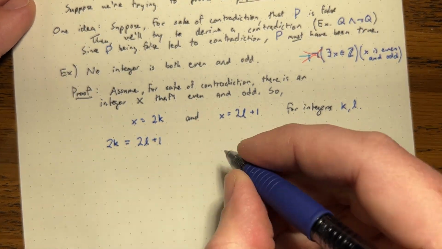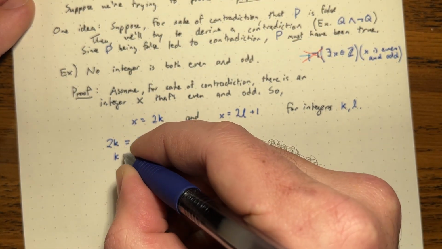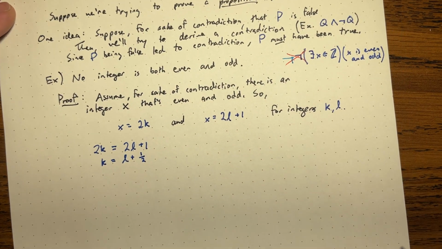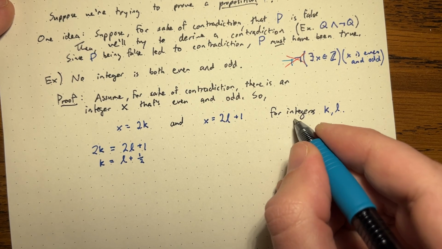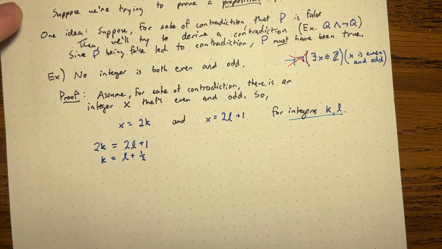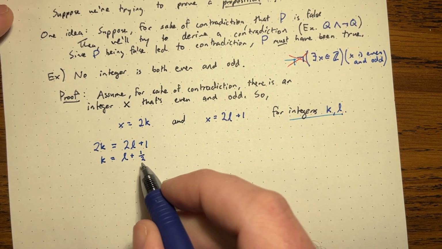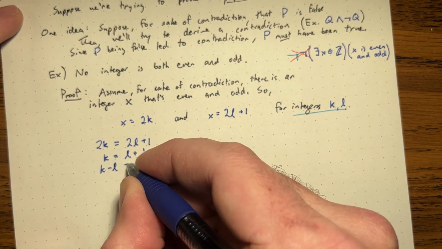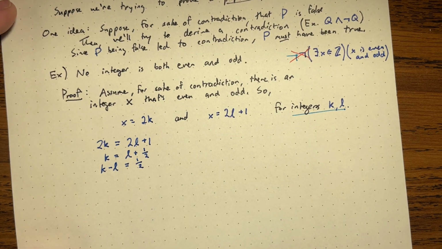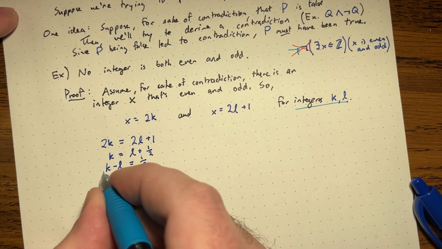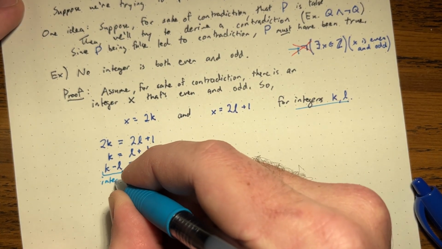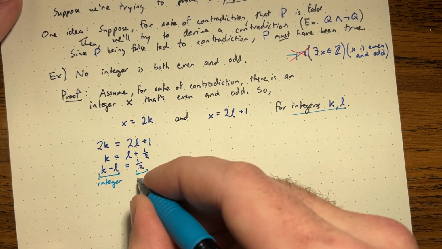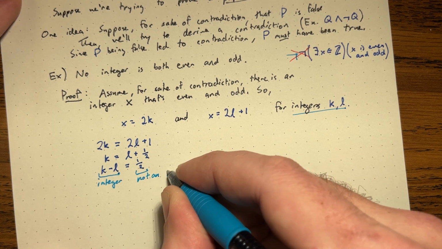Well, let's divide by 2. So k is going to be l plus a half. But k and l are integers, right? So you can never have this. I guess we want to be really clear. Let's move the l over. Nice. So here we see this thing over here is an integer, right? So k minus l is an integer, and k minus l is not an integer, right?